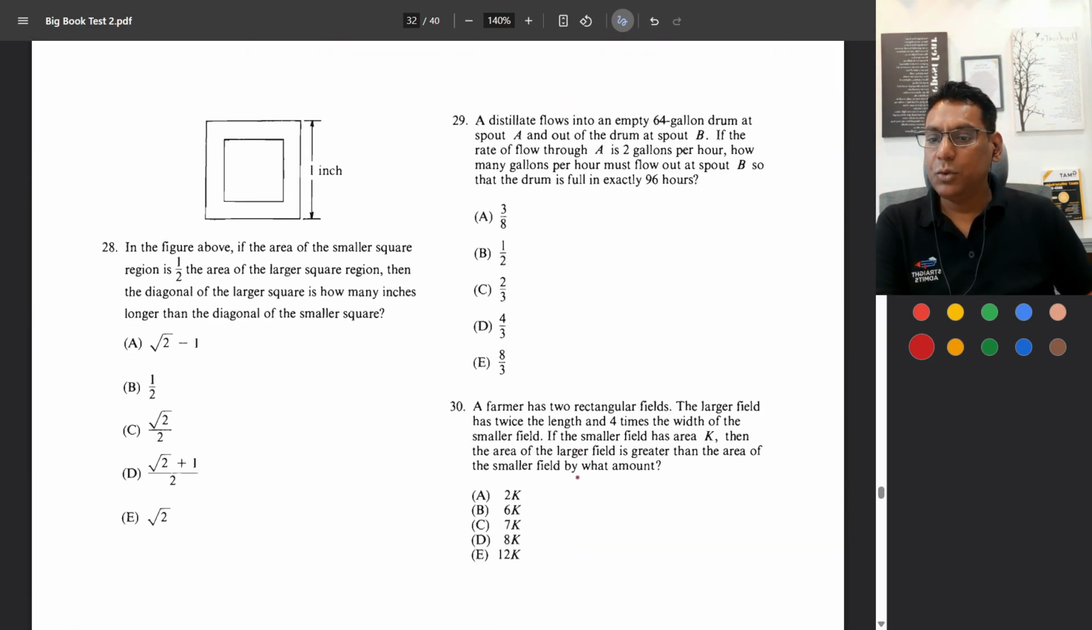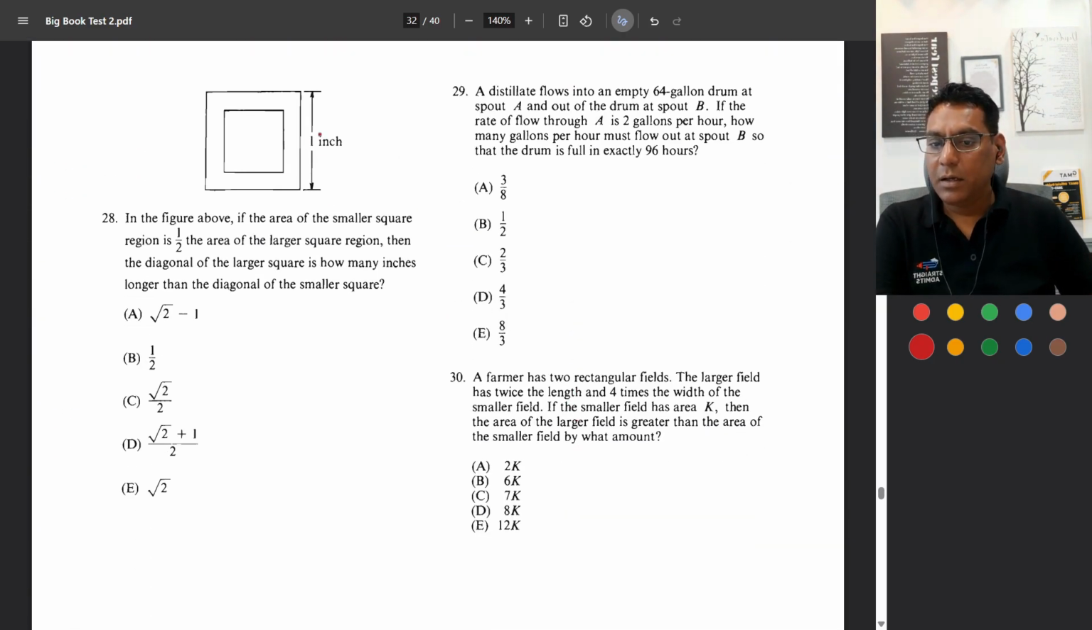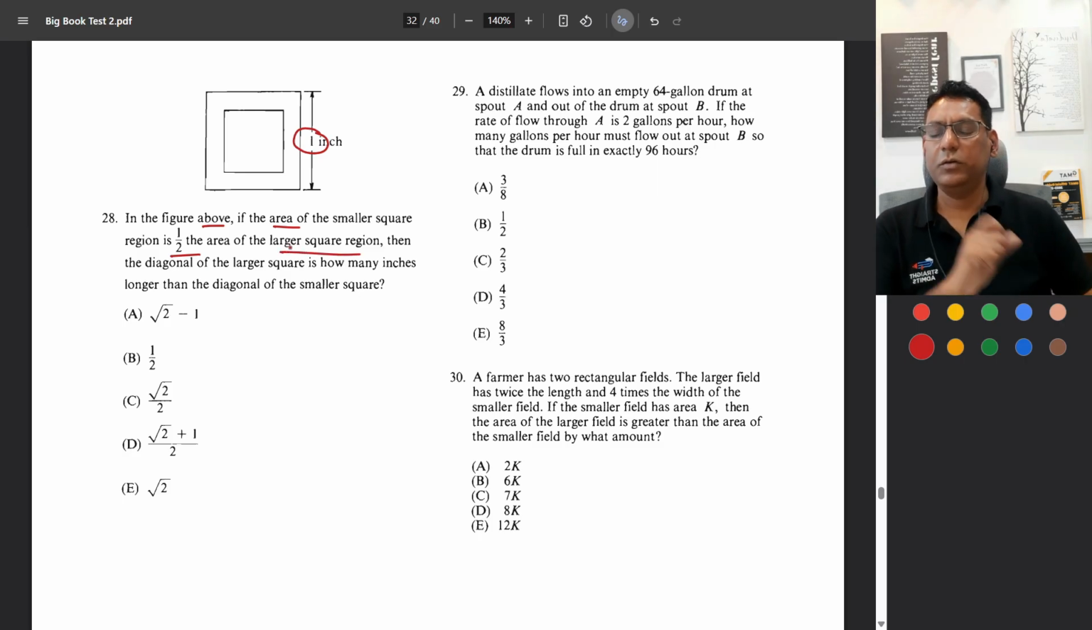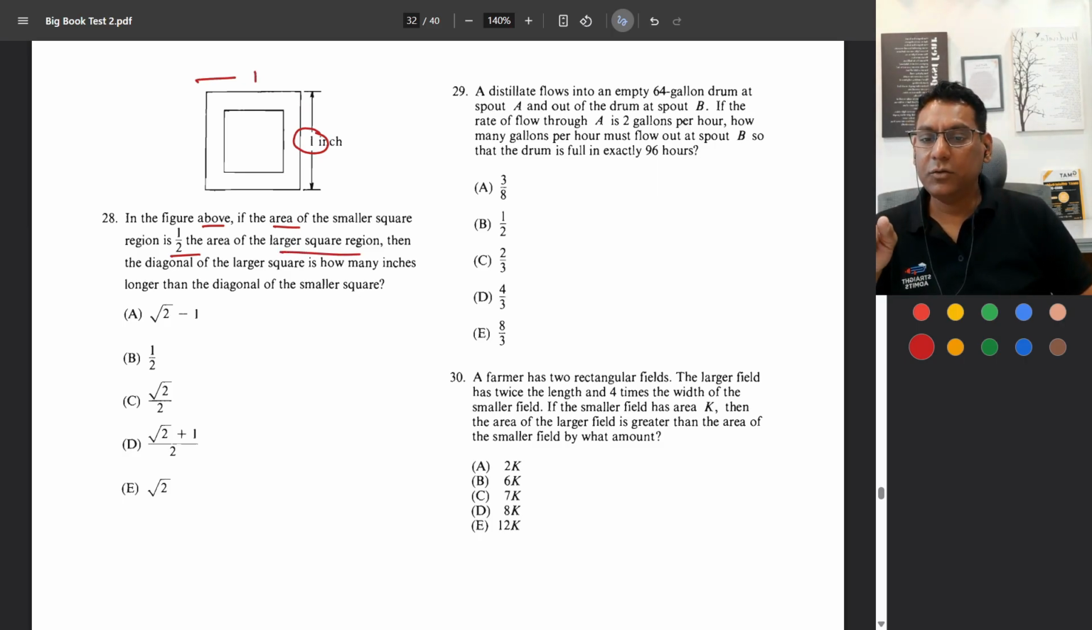Okay, let's look at question 28. This is 1 inch, all right, for the bigger square. In the figure above, if the area of the smaller square region is half the area of the larger square region, what is the area of the larger square? This is a square, right? So this is also going to be 1. So the area of the larger square is 1 into 1, which is 1 unit. What is the area of the smaller square? It's going to be half a unit. Why half? Because that is half the area of the larger square.